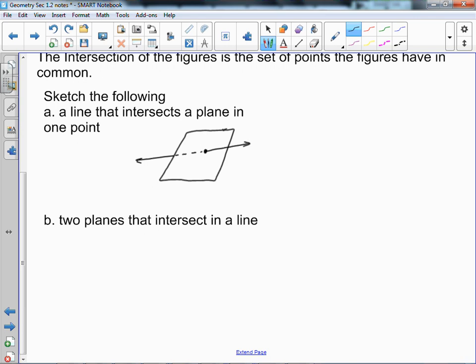Now if we have two planes that intersect in a line, we're going to start with one plane here, and we're going to draw another plane that's intersecting that plane.